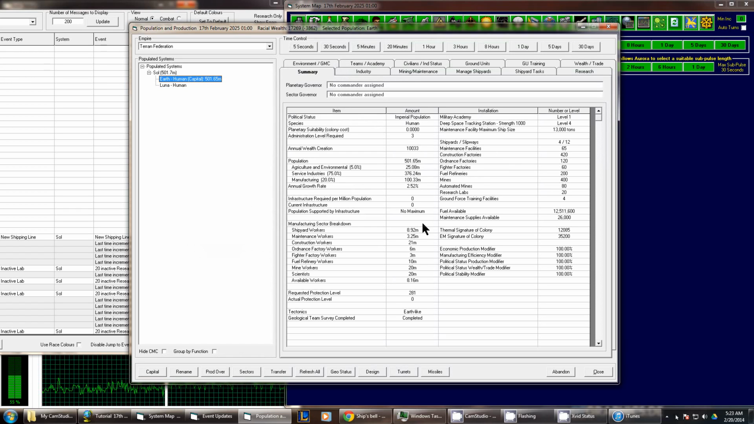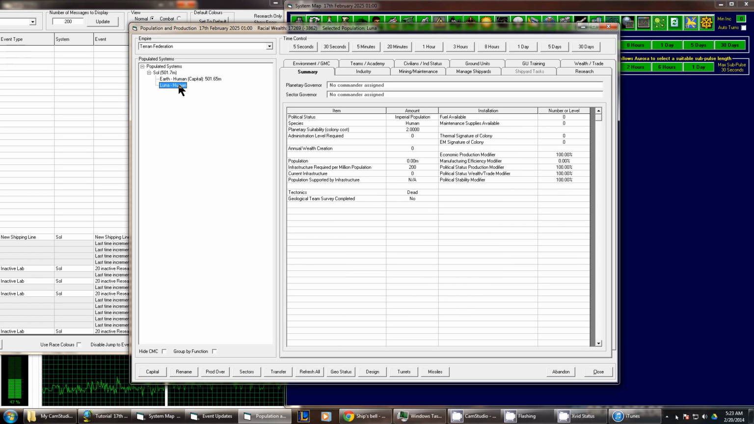Let's jump back to Earth here. We went over the manufacturing sector breakdown. Requested protection level: because this is our capital, it's immune to what you actually need for a protection level. Right now we don't have anyone protecting this particular colony, but no one is going to get mad about it because, again, this is the capital.